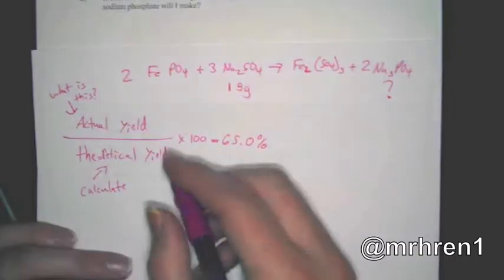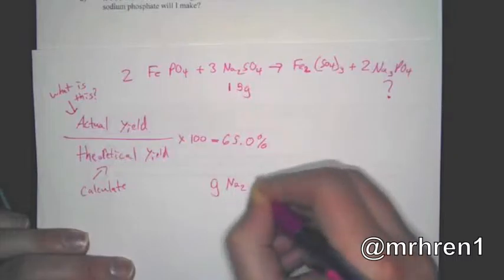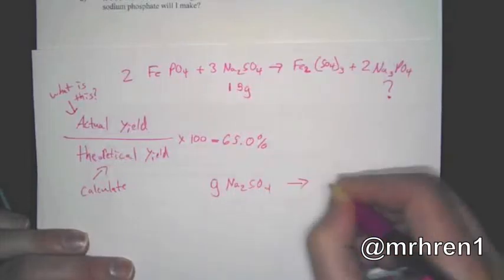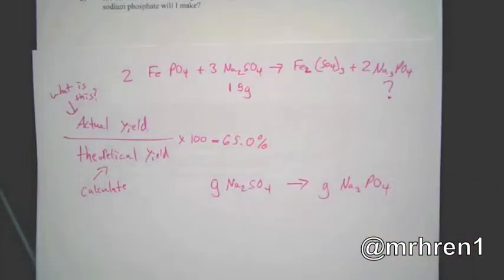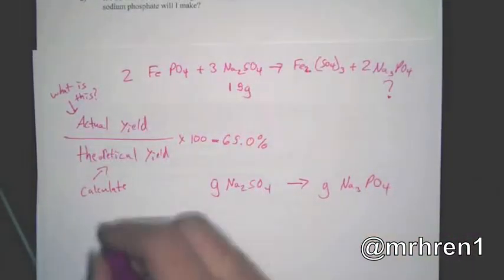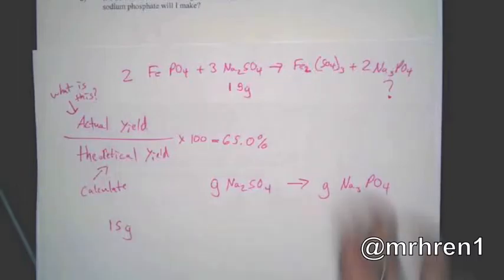So, what you will do, you simply do a mass-to-mass problem right now. You're going to go grams of Na2SO4 to grams of Na3PO4. So mass to mass, those two things. So you do 15 grams.